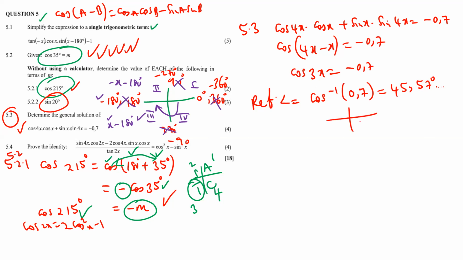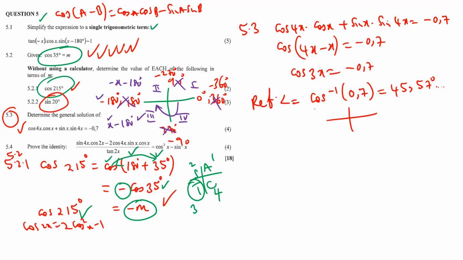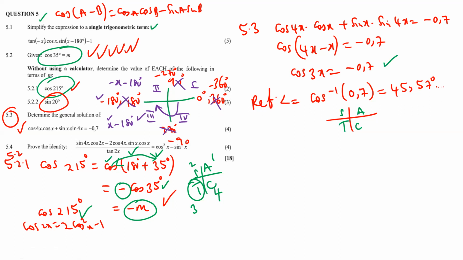First things first. The CAST rule is clear on this. Therefore, cosine is negative. In which quadrants is cosine negative? We know that cosine is negative in the second and the third quadrants. It is positive in the first and the fourth. So we're going to deal with the two quadrants where it is negative, the second and the third.